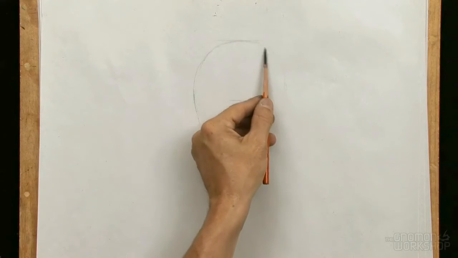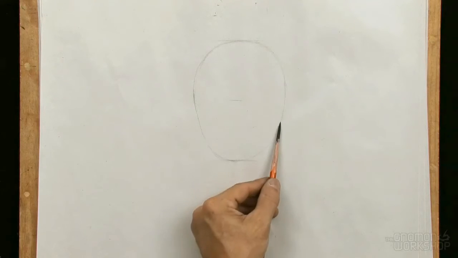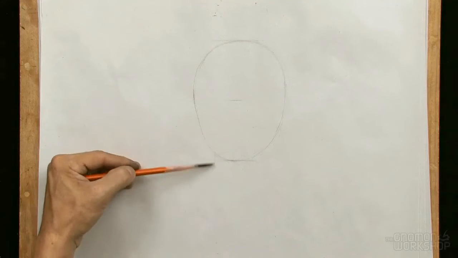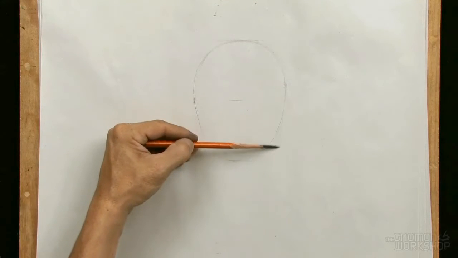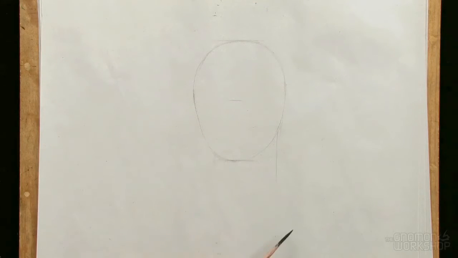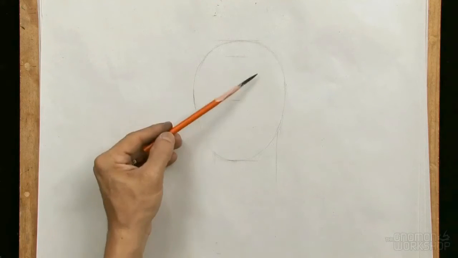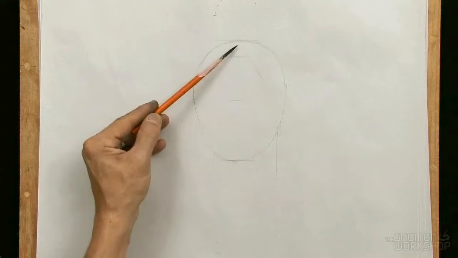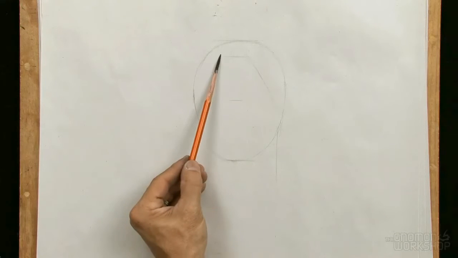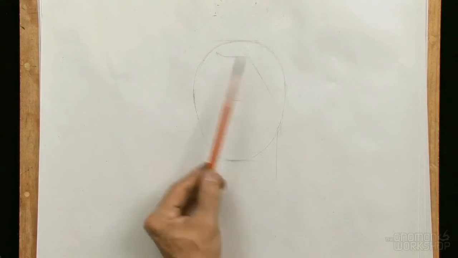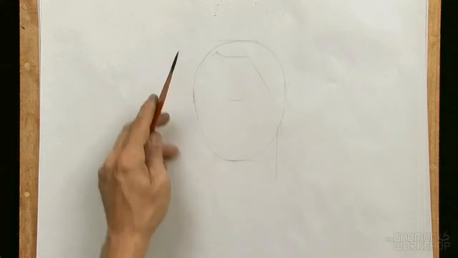I'm drawing this with slight asymmetrical divisions because the model isn't looking completely forward towards us. She's looking just to the left of us, just over our left shoulder. The center line won't be directly in the middle. It'll be off to the left-hand side of the oval, just slightly from center.